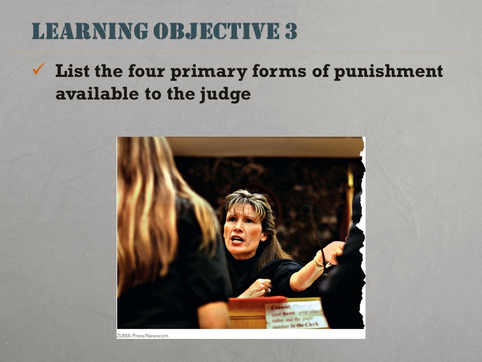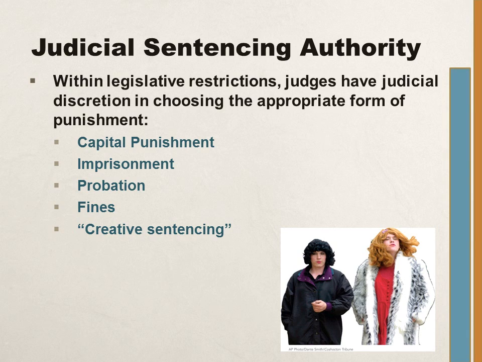What are the four primary forms of punishment the judge has available to them? Well, it can either be capital punishment. You know what that means? That means they take your life. You're no longer with us anymore. Imprisonment, just like it sounds. You're put in a jail or prison.